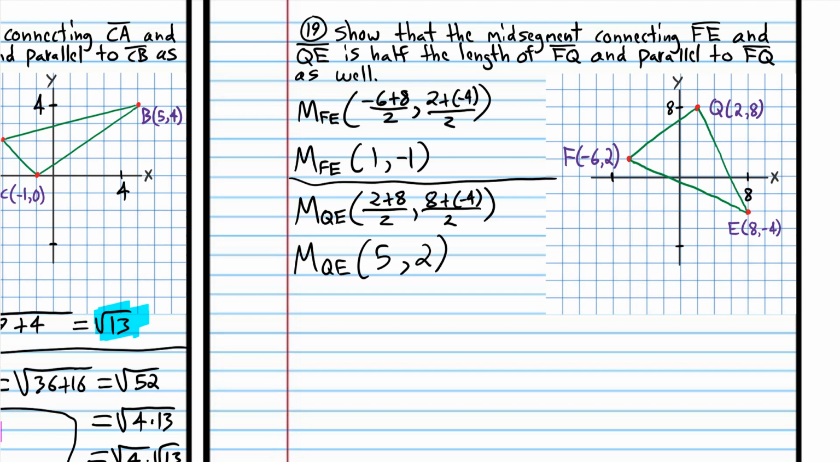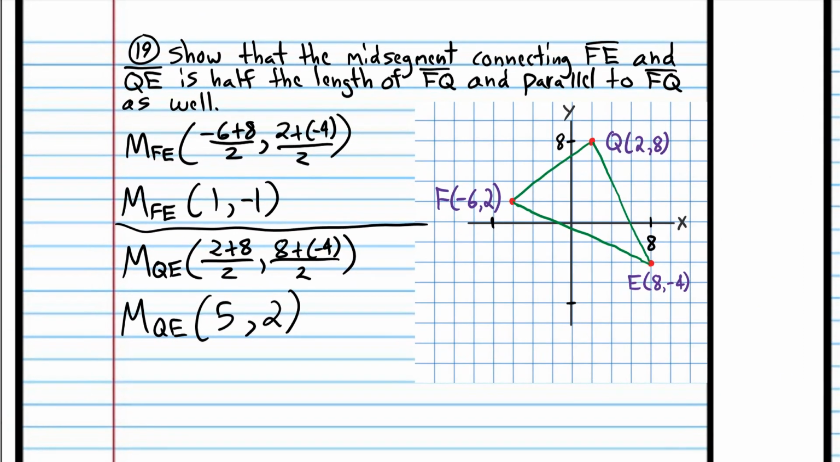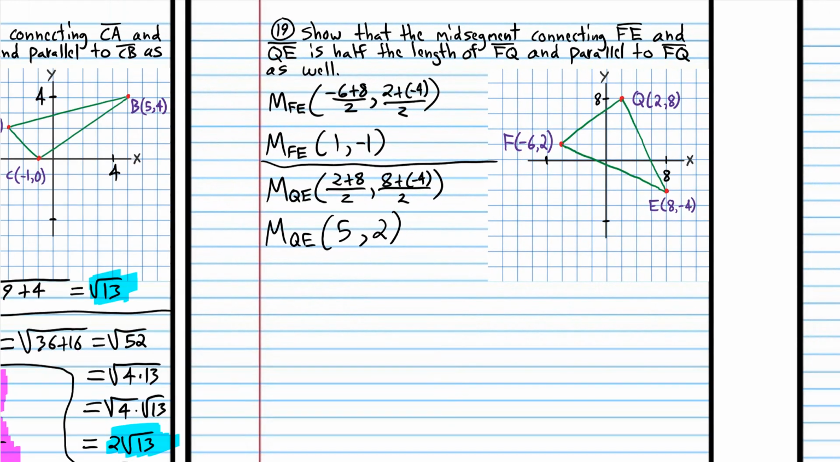So we have those midpoints. So be aware that this is counting in 8. You see, so each unit is 2. 5, 2 is 1, 2, 3, 4, 5, and 2. That would be about here. Looks like it would be about there. And the midpoint for FE, 1, -1, so that would be about here. So that's the midsegment. We have to find the distance between those 2 points. That's the length of the midsegment.